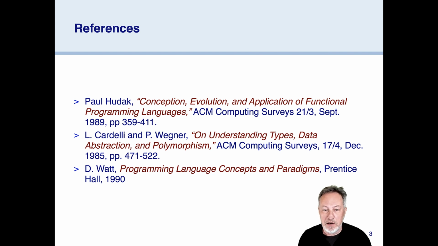I'm using a variety of sources for this lecture. Once again, the classic article by Paul Hudak from the ACM Computing Surveys on functional languages and on Haskell. I strongly recommend you read that article in detail. Briefly, I'll be making reference to another classic ACM Computing Surveys article by Cardelli and Wegner on polymorphism, and we'll be diving more into that, as I said, when we have a dedicated lecture on objects and types. And finally, Watt's book on programming language concepts and paradigms.